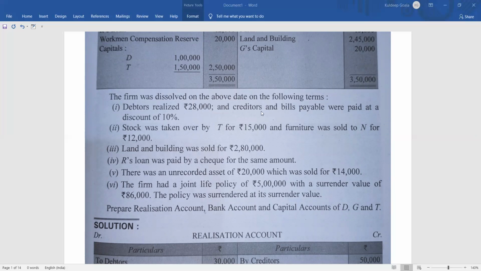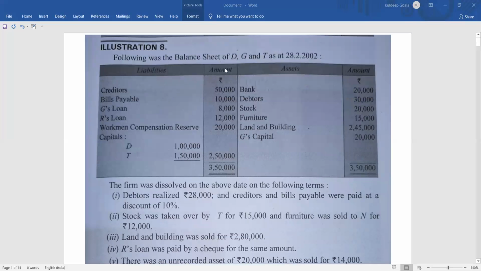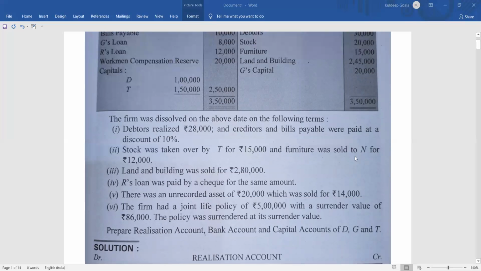And creditors and bills payable were paid at a discount of 10%. So once we got the debtors, we'll just find out if there is any other asset which has been sold. Stock was taken over by T, so we'll give it later. Furniture was sold to N. Who was N? Was N a partner? No, an outsider, because the partners are D, G and T. So we have sold to N. Let it be N or let it be Z, doesn't matter. We have sold. So how much have we sold at? 12,000. So 12,000 also we'll get from furniture.